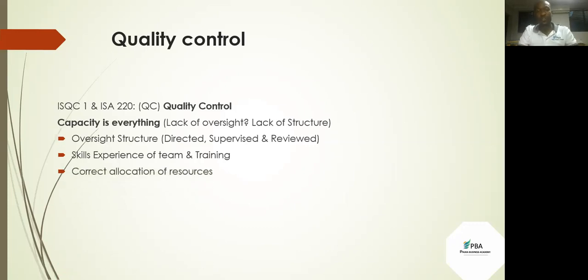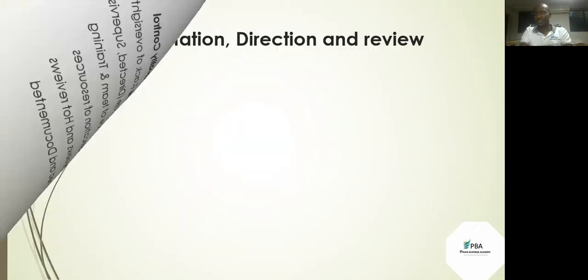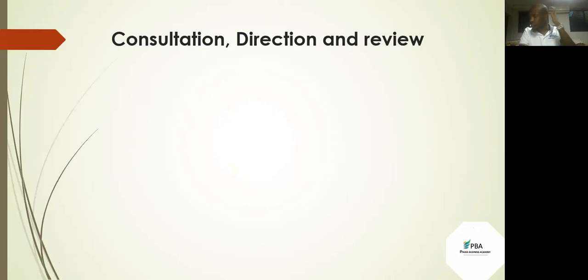The third one is correct allocation of resources. We'll look at how resources are allocated correctly. Then hot reviews and cold reviews, and planned and documented. These things are planned and documented. Now, I will start by talking about planned and documented.